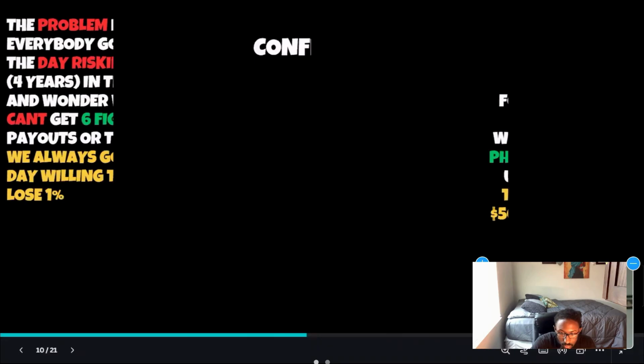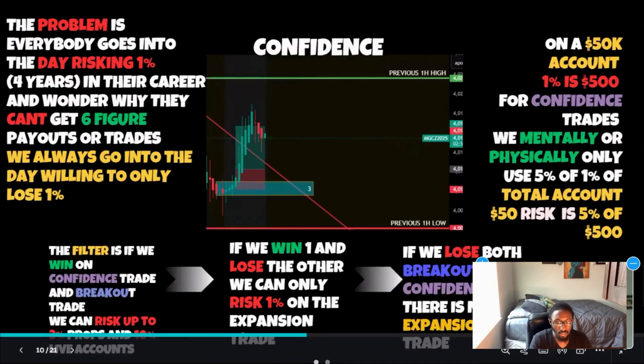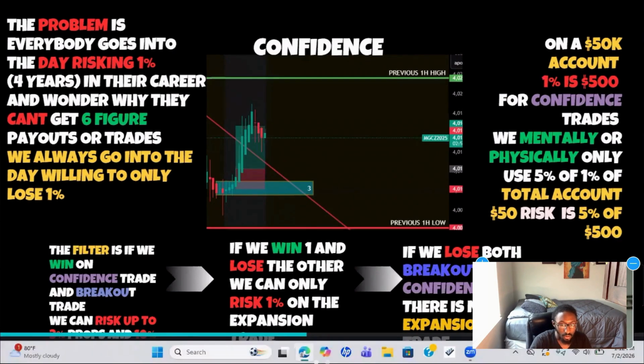Boom. So now that let us know we can drop down to the next one, right? And we see, okay, the problem is everybody goes into a day risking 1%, 4 years into their career, and wonder why they can't get 6-figure payouts or trades. We always go into the day willing to lose only 1%.